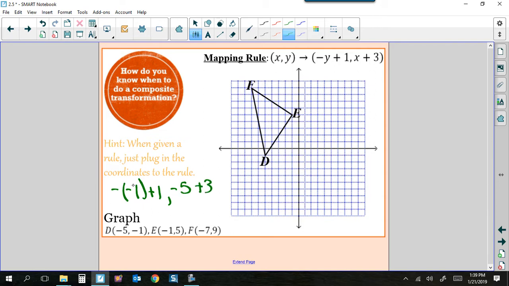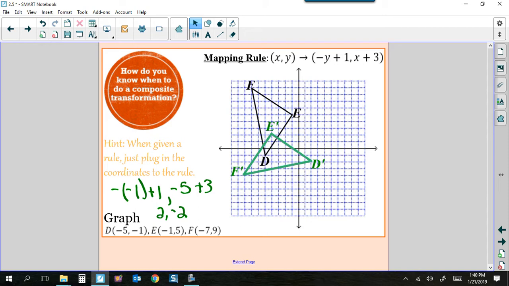-1 becomes 1. 1 plus 1 is 2. And then -5 plus 3 is -2. So if I were to take D, plug it into this rule, my output becomes (2, -2). I went to the wrong place. There we go. So using just the rule, it's going to be a single transformation. The composite piece is all rolled into one.